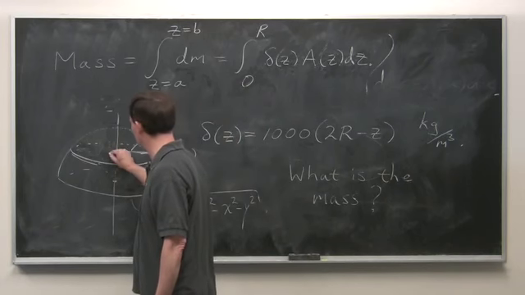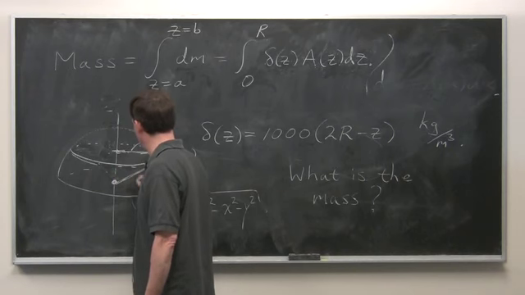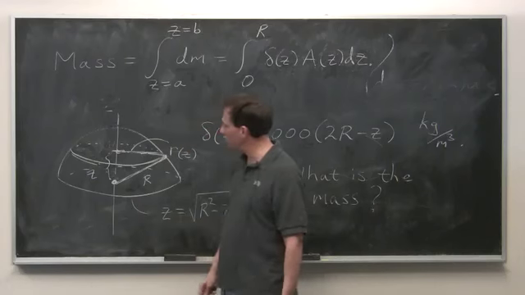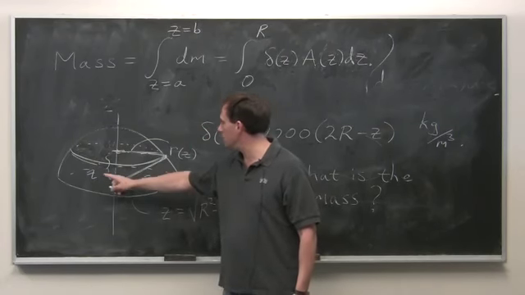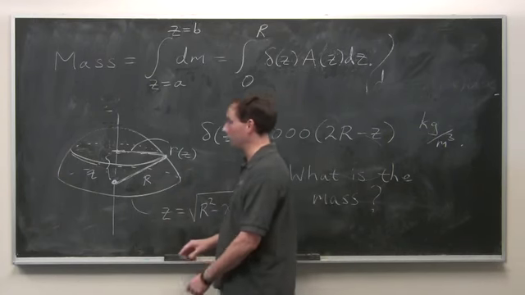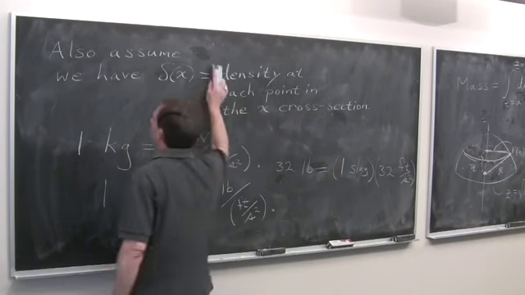Well, it's easy. Here's the origin. This distance out to here is r, and this is z, and then you use the Pythagorean theorem. So you get that z squared plus r squared equals capital R squared. So that first r was a little r.